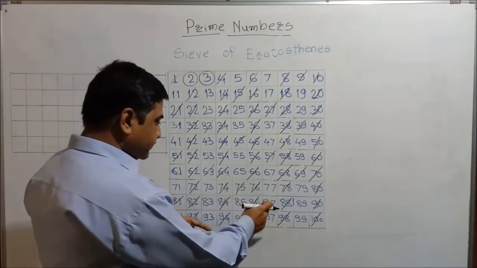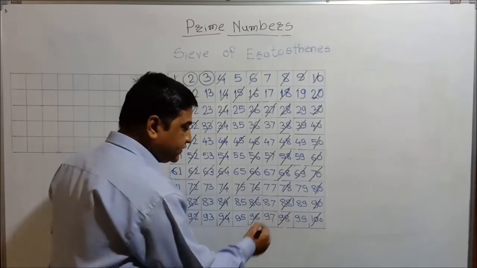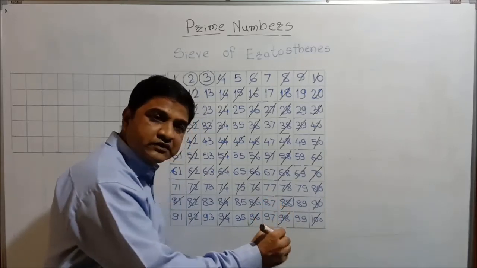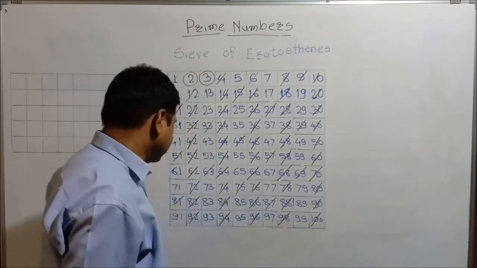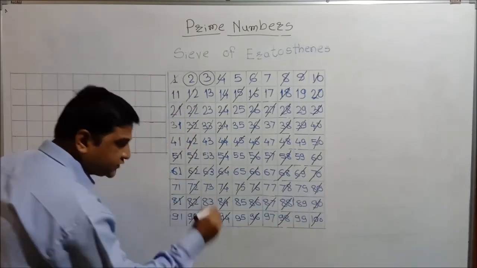84 is already cut. We have 87: 8 plus 7 is 15, and 15 is divisible by 3, so 87 is divisible by 3, so we are going to cross it. Then we have 90. Then we have 93, which is in the table of 3.